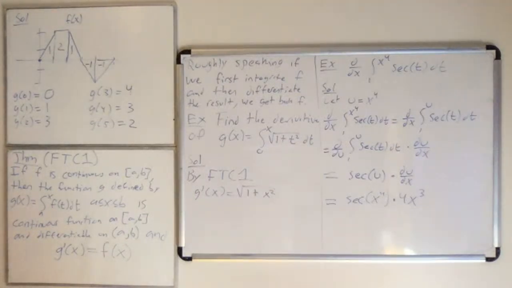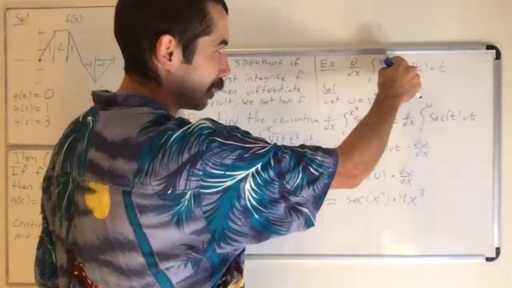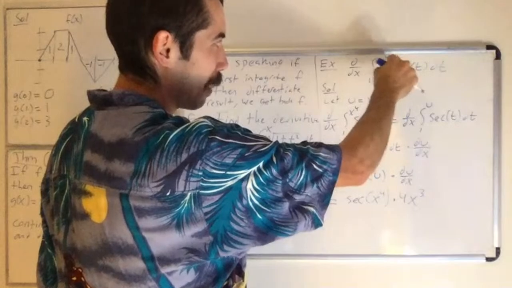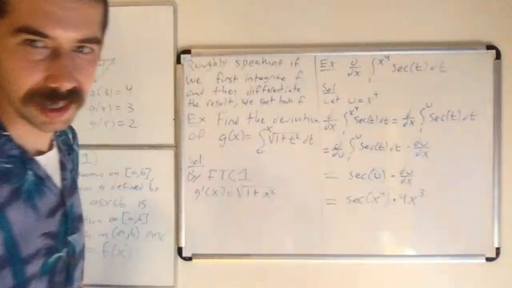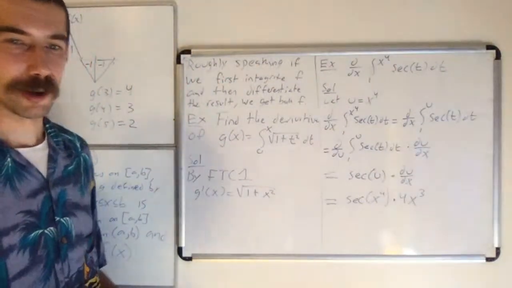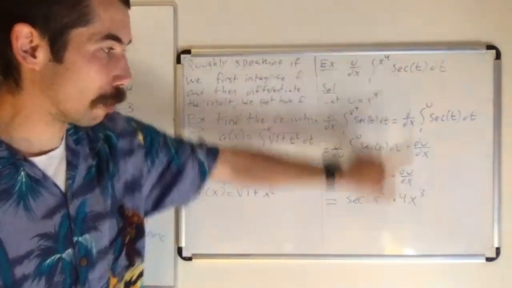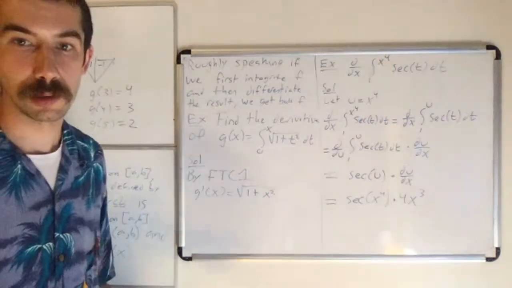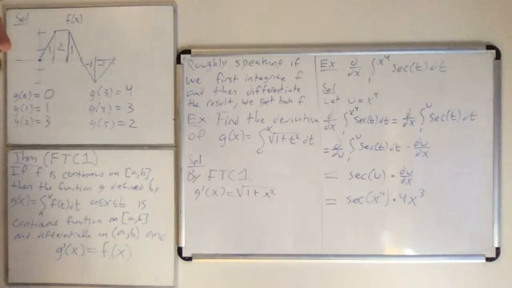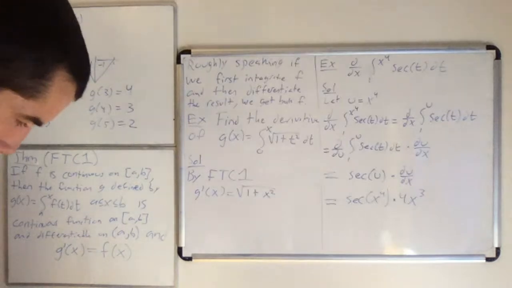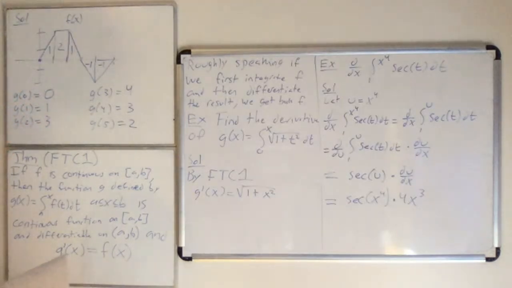Okay, so basically what this is saying is if the top bound is a function, then you use the same theorem, but you have to multiply by the derivative of the function. It's the chain rule that we're using. So we take the derivative, but then multiply by the derivative of the function. That's how we deal with it if the upper bound is not just x, if it's a function.